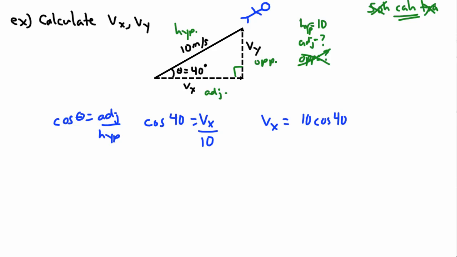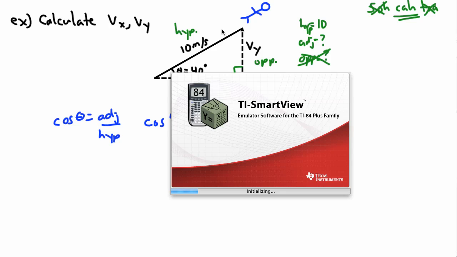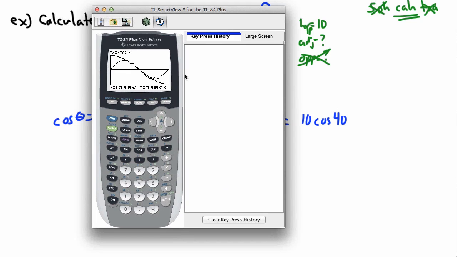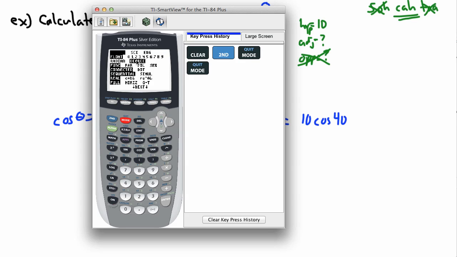Then all I have to do is open up my trusty calculator. Sorry, I didn't prepare this beforehand, so I have to wait for the TI SmartView to open up. What I'm going to show you is how to calculate that. But I have to make sure I'm in the right mode. Let's press mode and make sure I'm in degree mode. That's really important. Otherwise, everything else is going to be wrong.